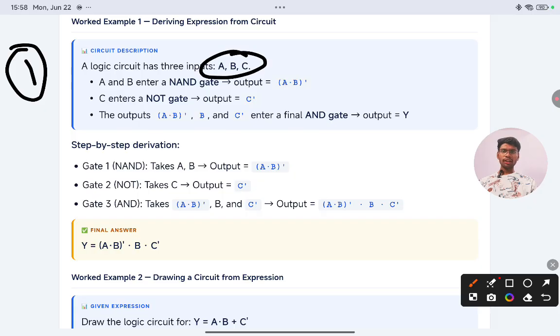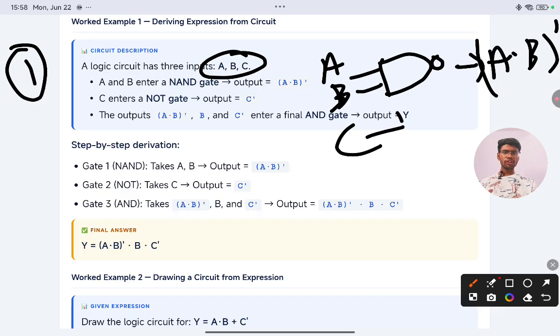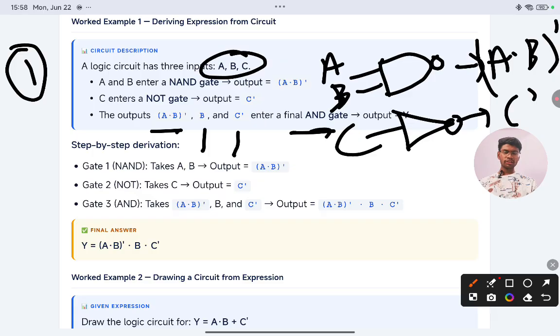A and B enter a NAND gate. So it will give the output (A dot B) whole complement. C enters the NOT gate. That will give you C complement, right? So the outputs, (A dot B) complement and C complement, finally enter an AND gate.